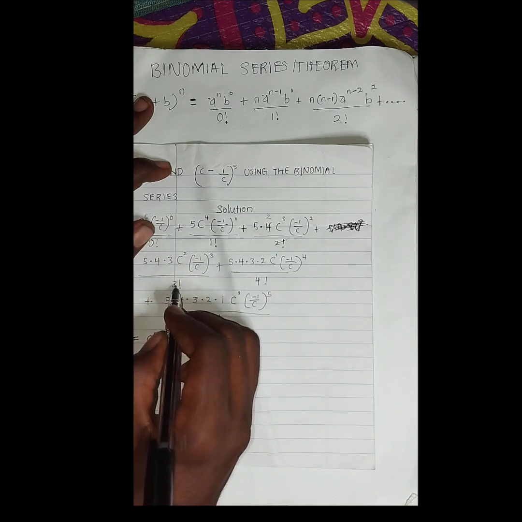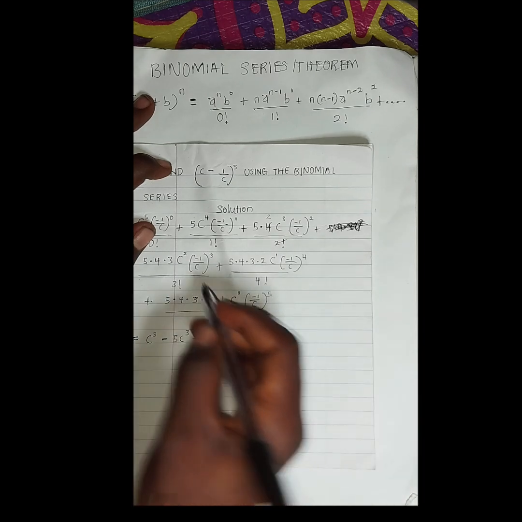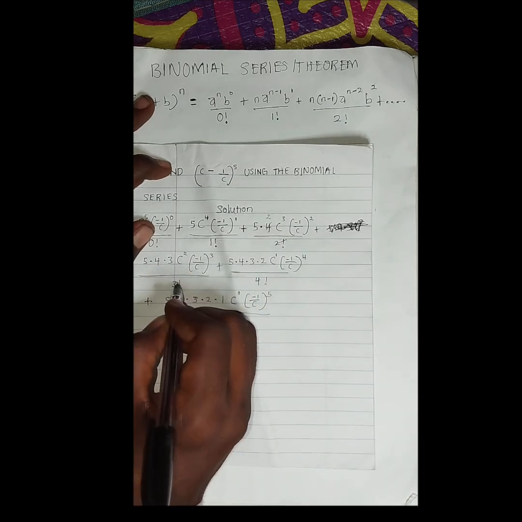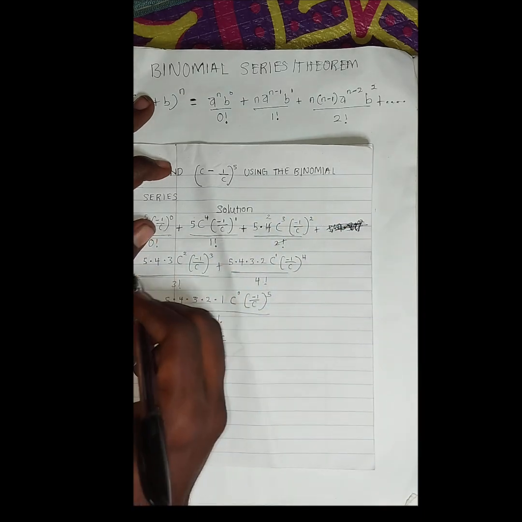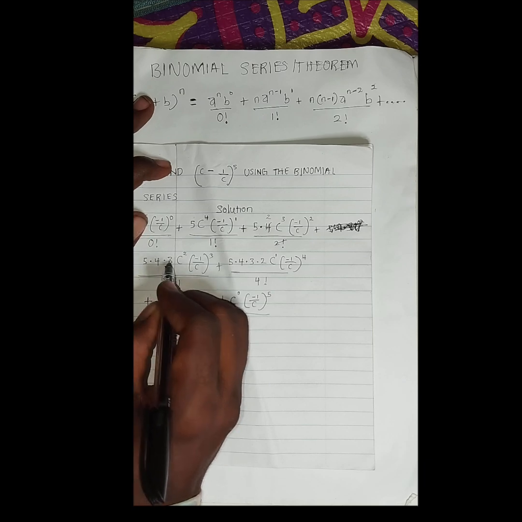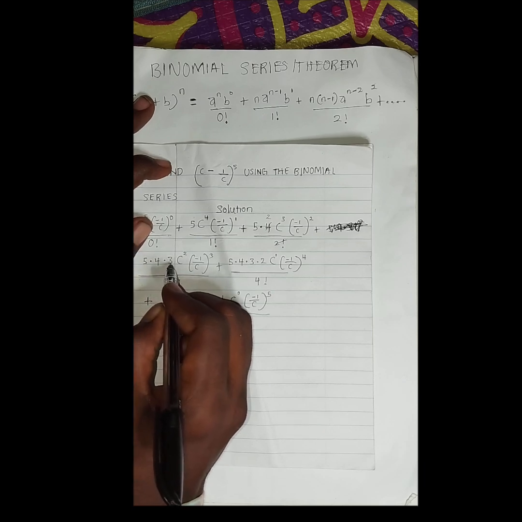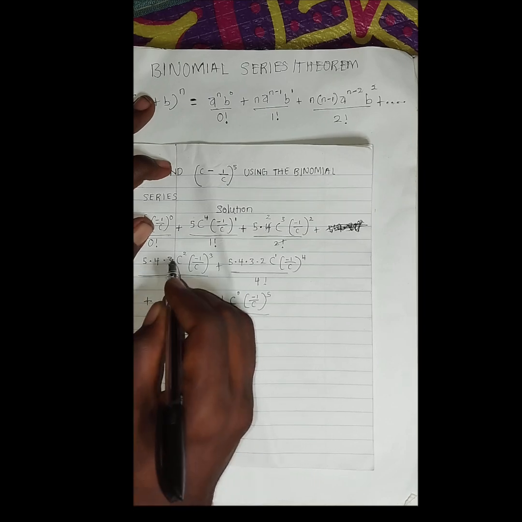3 factorial is 3 times 2 times 1, which is 6. So 3 factorial, like I said, is 6. So, 5 times 4, 20. 20 times 3, 60. 60 divided by this 6 here. You know, this is 6 here. 60 divided by 6 is 10. So, we still have 10 here.